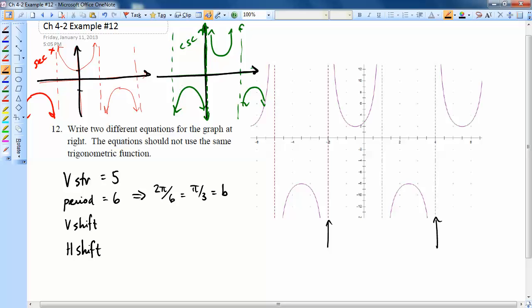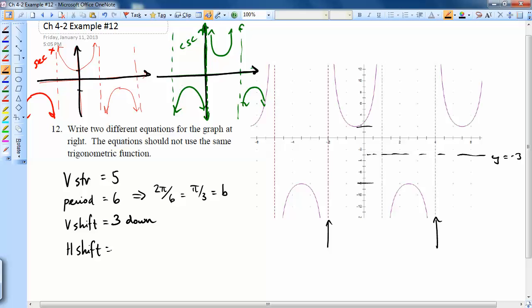The vertical shift. Normally these things are centered at 0 for secant and cosecant. But if you look at this graph, since it's going from 2 to -8, right down the middle would be -3 here. Y equals -3. So this is a shift down of 3 units. So I'll say 3 units down.